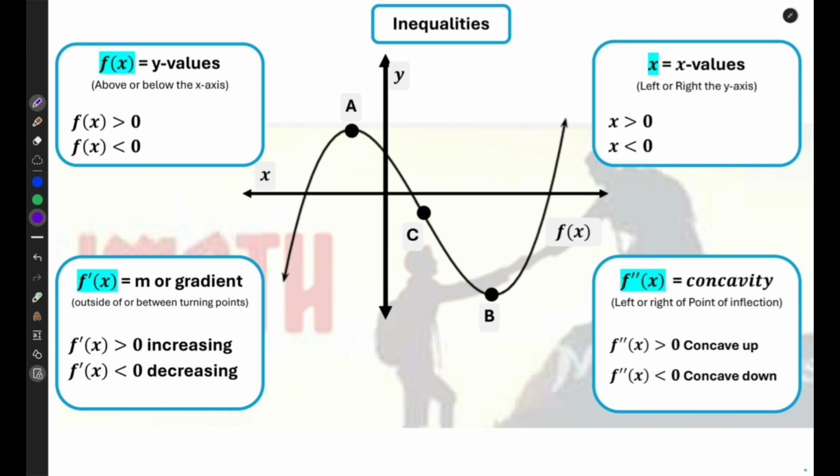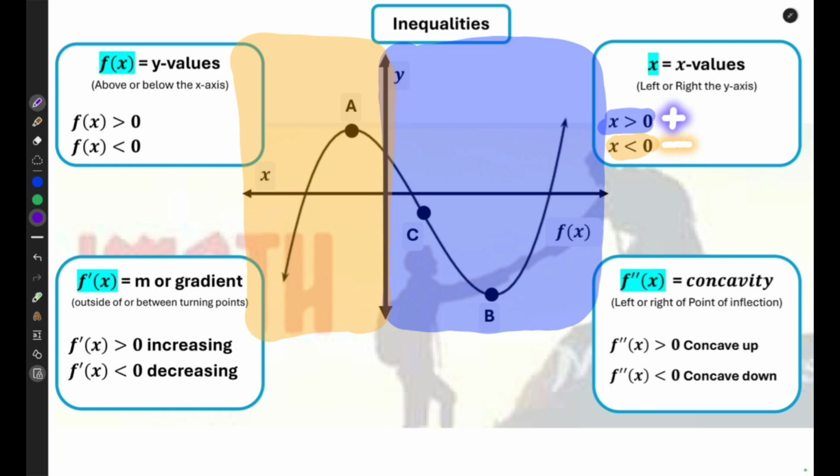Now, if they give you just a normal f(x), so this top left block, I am just looking for y values. So where is the y values positive? So obviously everything above the x-axis would make y positive, and everything below the x-axis would make y negative. The block on the top right, where is x positive or negative? Now, it sounds very simple when you look at it now, but in an exam, this is the one that freaks out most people because they don't know what to do with this. It's literally just left of the y-axis, it's a minus, and right of the y-axis, it's a plus. Okay, so don't let them get you with this one. It's just a left or right question.